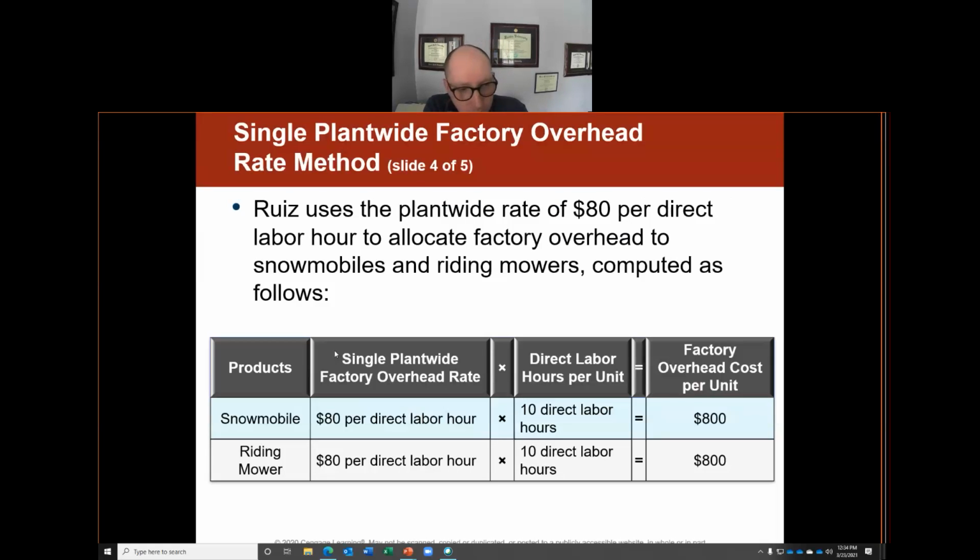Okay. So the way it works is we take our single plant-wide rate and we multiply that by the number of labor hours it takes to create one unit. It takes our company 10 hours of direct labor to create one snowmobile. It also takes our company 10 hours to create one riding lawnmower. So we take the overhead rate of $80 per direct labor hour times the total direct labor hours used to create one unit equals the total factory overhead per unit. So in our example, we take $800 of factory overhead per unit for both snowmobiles and riding lawnmowers.